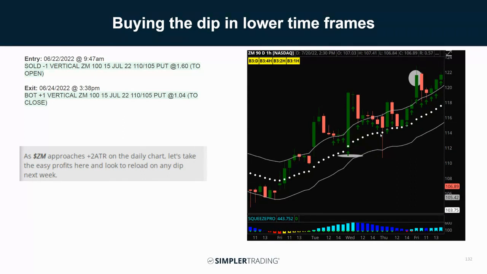So in the options room, this is a trade that we did a few weeks ago. Got the dip, sold our put credit spread. Buy signal told me, as long as I keep popping out, path of least resistance is to the upside.